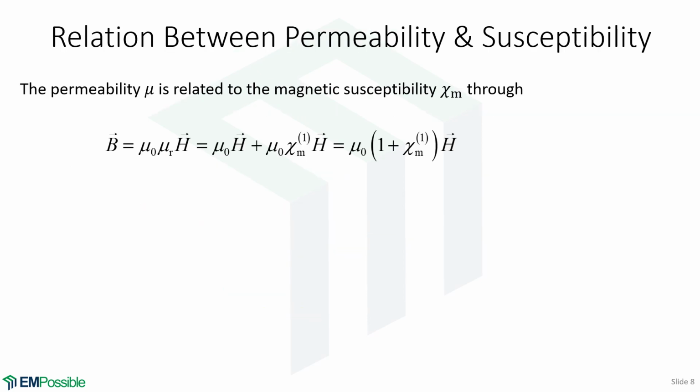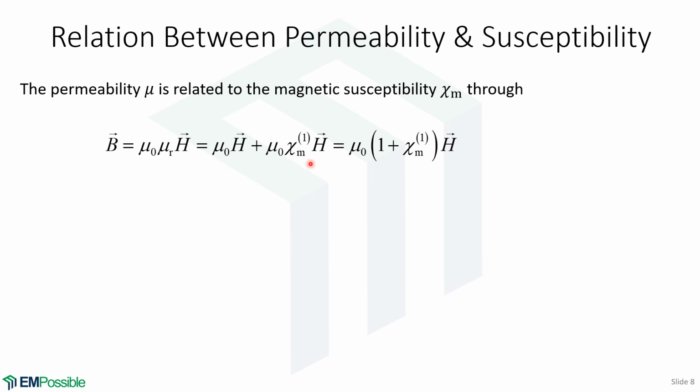There's a relation between the permeability and the magnetic susceptibility. So we had our original constitutive relation, B equals mu times H, but we've expanded mu as the product of the free space permeability times the relative permeability. We also wrote B as the sum of the free space, or the ability for vacuum to store magnetic energy, plus the magnetization, which is H times the magnetic susceptibility and times the free space permeability to convert units.